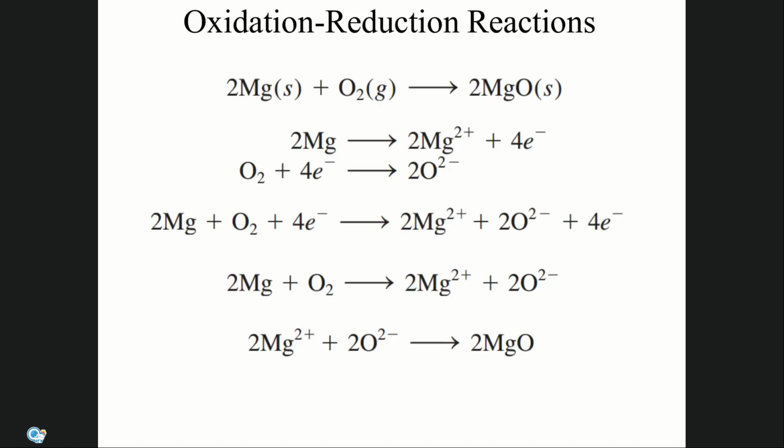Oxidation-reduction reactions. Whereas acid-base reactions can be characterized as proton transfer processes, the class of reactions called oxidation-reduction, or redox, reactions are considered electron transfer reactions.